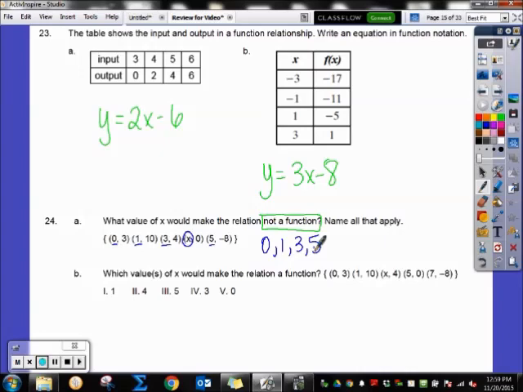Then for b, it's the same type question. Which values of x would make the relation a function? So it's the opposite. So I need to pick one that is not one of those 4. So I could not pick 0, 1, 5, 7. I can't pick 0, so 3 would make it a function, or excuse me, 4 and 3 would make it a function because I don't already have one of those values.